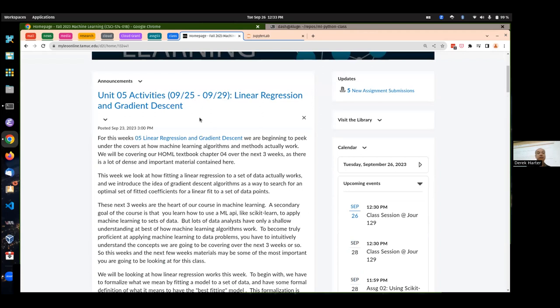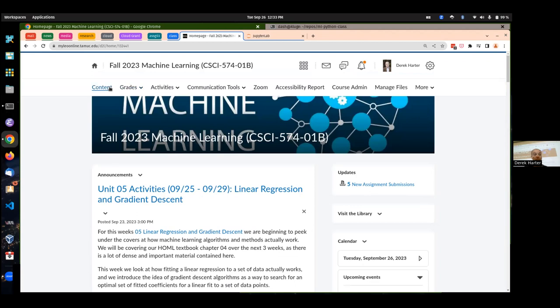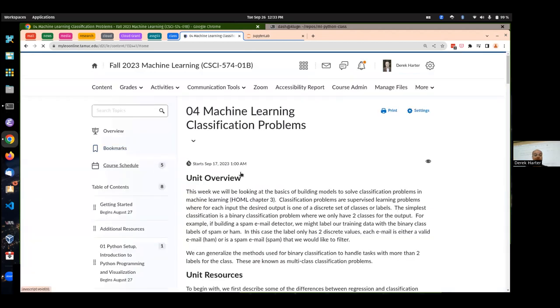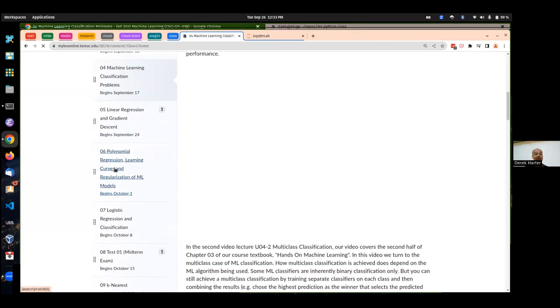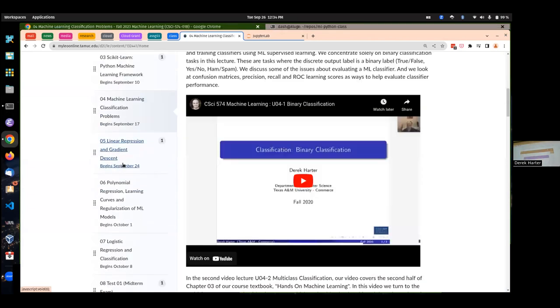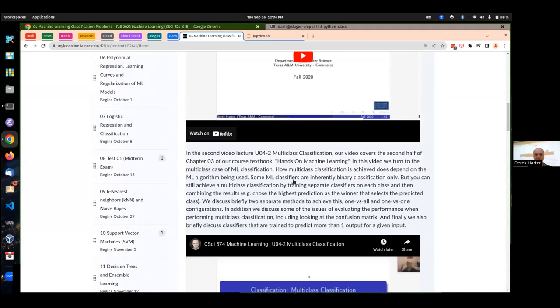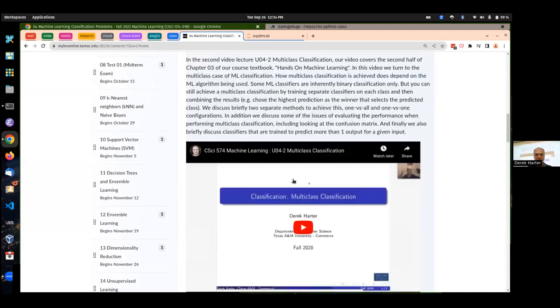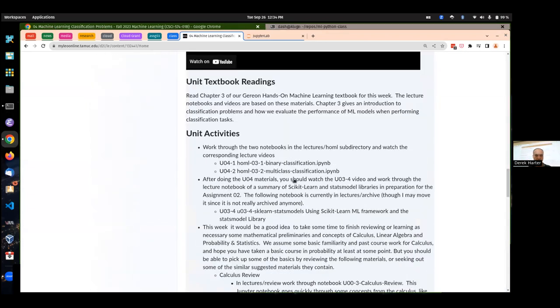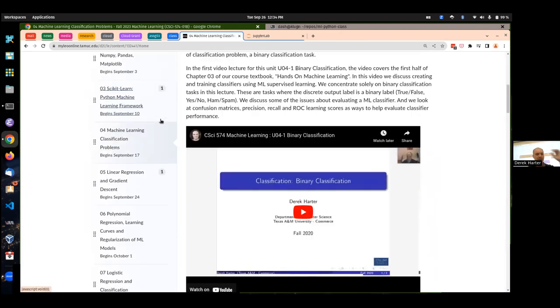Looking at content, this is really an important portion of the course, at least if you want to get into understanding some of the things at a deeper level. So we're actually going to be covering the chapter on linear regression for this week and next week, and maybe the week after that as well, which is what, chapter three? No, it's not. Chapter three on linear regression, if I have that right.